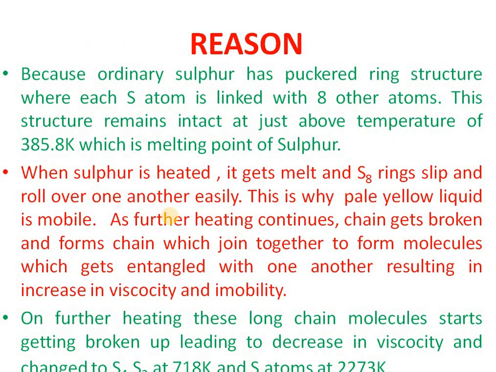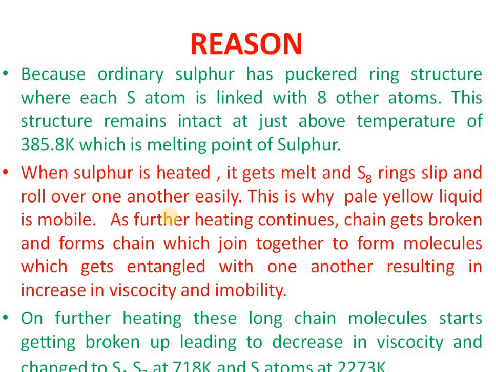The reason is that rhombic sulfur has a puckered ring structure, in which we have a total of 8 atoms, S8, in a crown ring structure, also known as puckered ring structure. This structure remains intact at just above the melting point of 385.8 Kelvin. If you do not increase the temperature more, the structure remains intact. There is no loss to the crown ring or puckered ring structure. But when the sulfur is heated beyond that, it starts melting, and these S8 rings just slip over one another. One sulfur ring will slip over the next, then the third, then the fourth, like this.